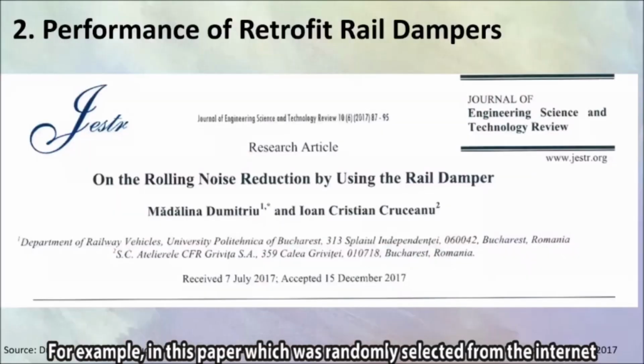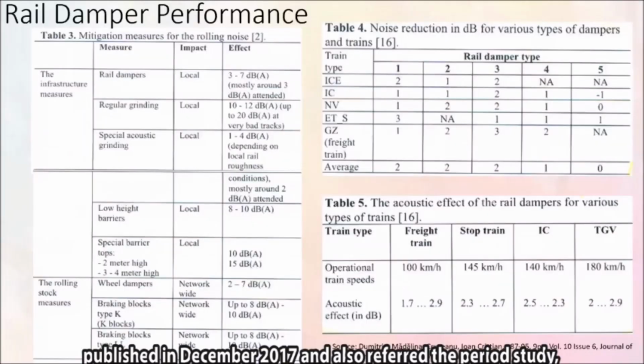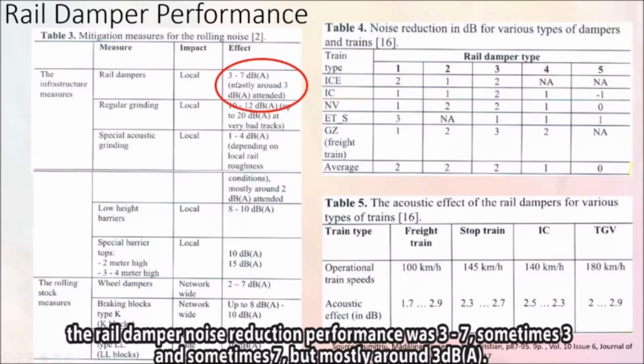For example, this paper, which I just randomly selected from the internet, was published in December 2017. It also refers to previous studies. The wheel damper performance is 3 to 7 dB noise reduction, sometimes 3, sometimes 7, but mostly around 3 dBA.